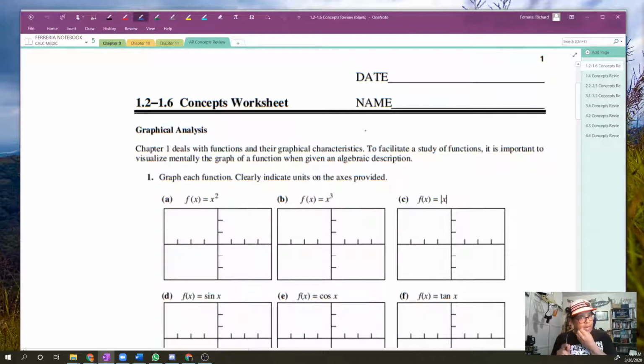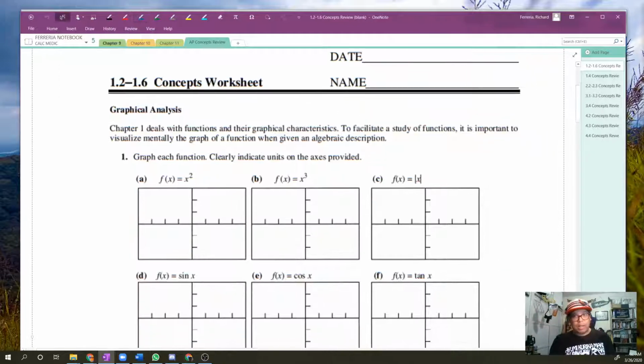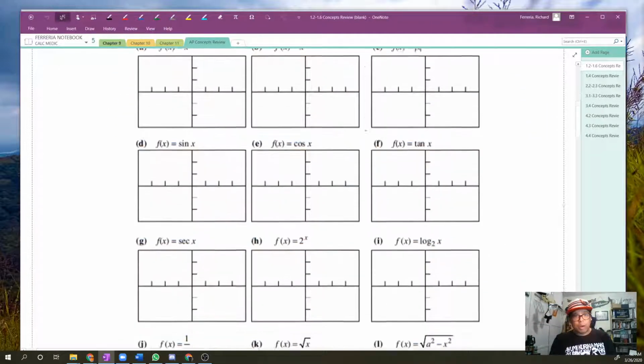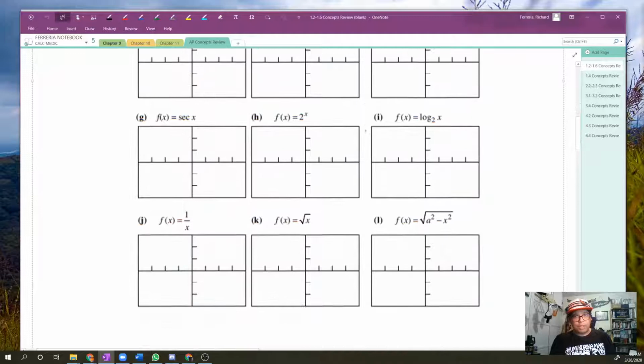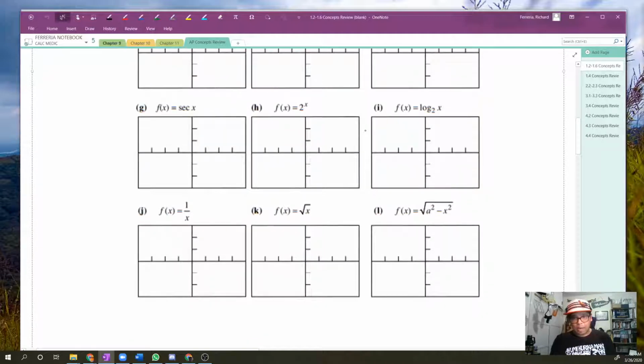So pause it right here. We'll take a quick preview of these and then try to graph all of these functions, okay? And then when I get back, we'll take a look at what I did. Don't forget, you're supposed to label your axes. So label your axes, okay? Right, so pause it right here.